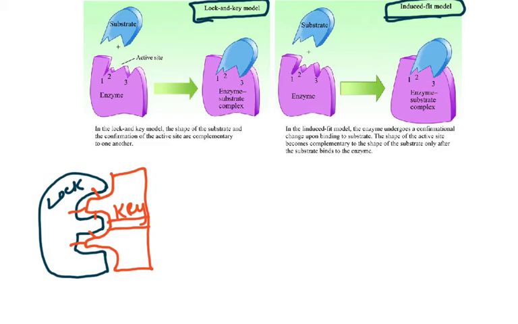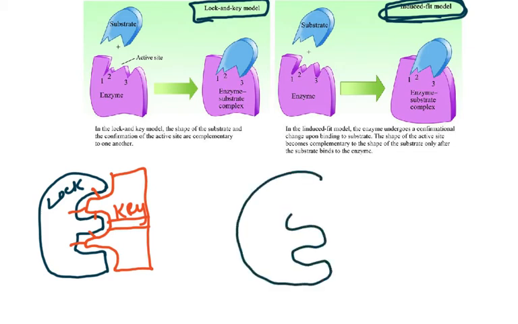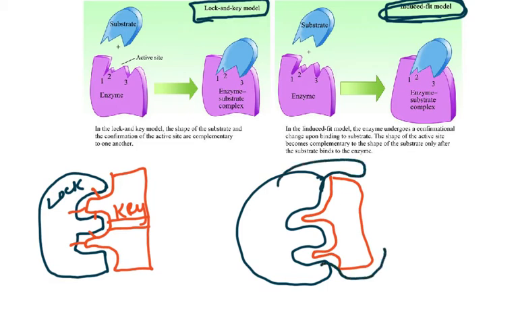But in the induced fit model, we have a slightly different view. We think that the enzyme is there, it's got an active site, but the substrate sort of fits into it, not very accurately. And then we say the enzyme sort of molds around the substrate. So the shape of the enzyme changes, and the enzyme molds around the substrate.